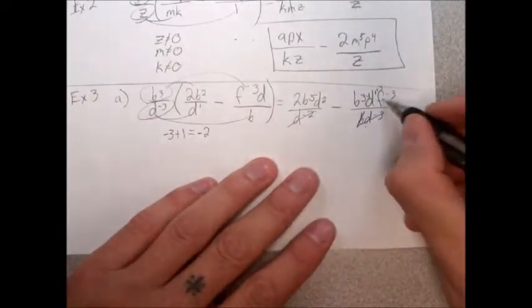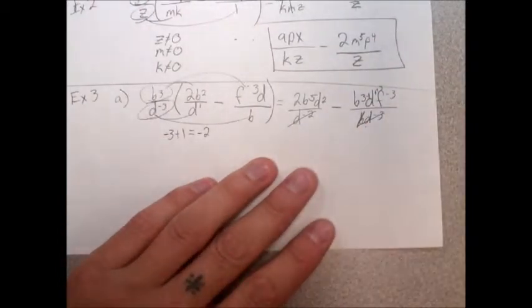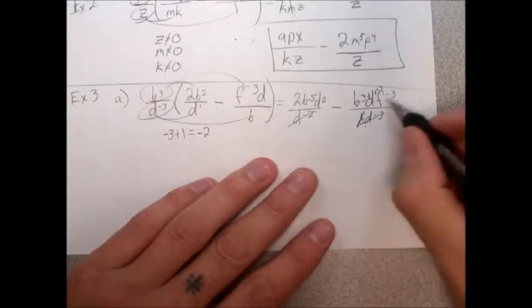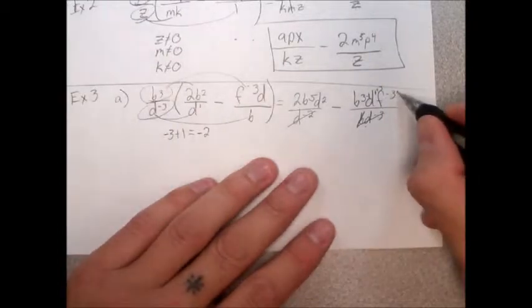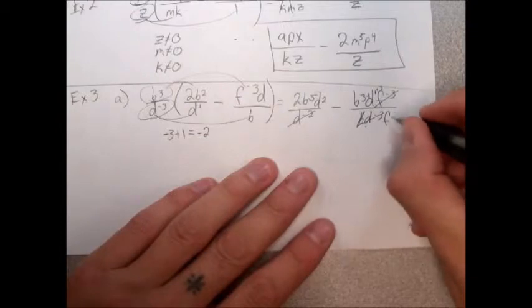What do I need to do with this f? F to the negative 3, so I need to move it where? Down. So this becomes f to the positive 3 on the bottom.